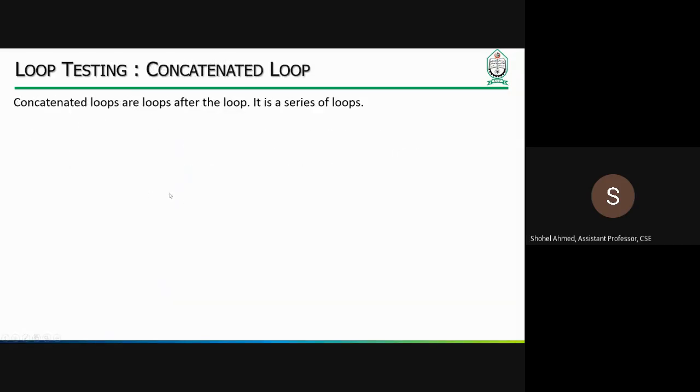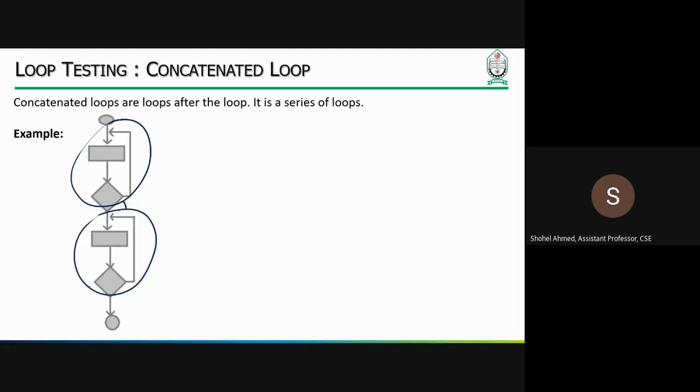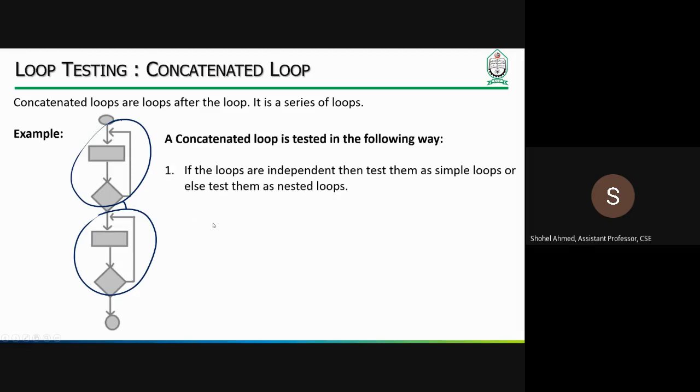So concatenated loops are loops after a loop. মানে একটা loop শেষ হওয়ার পরে you have another loop. So it may happen you may have several loops one after another. So those we will call concatenated loops. So let's see some example. Here are two loops one after another. Okay. So how are you going to test those? Simply, if the loops are independent, যদি লুপগুলো independent হয়, then treat them as simple loops and test one after another. Okay.